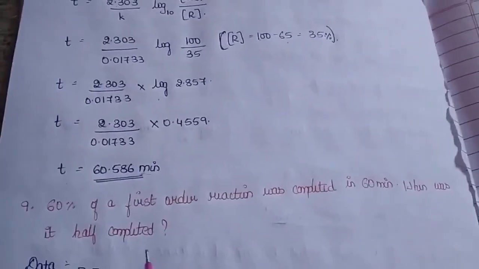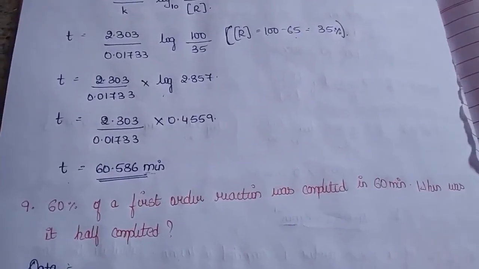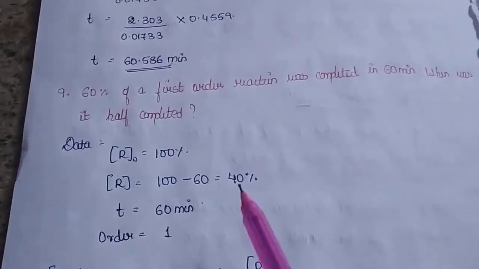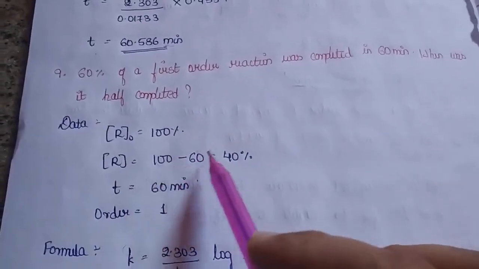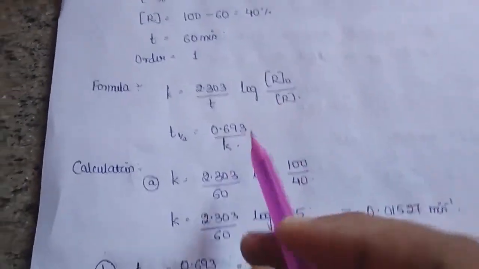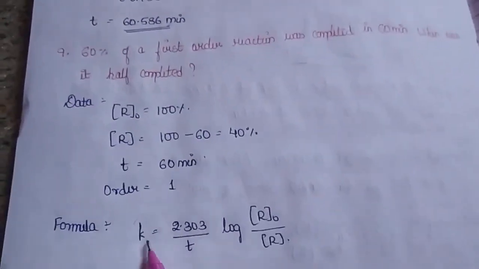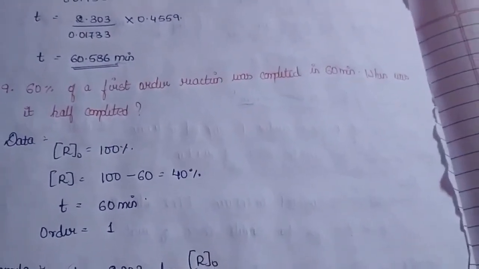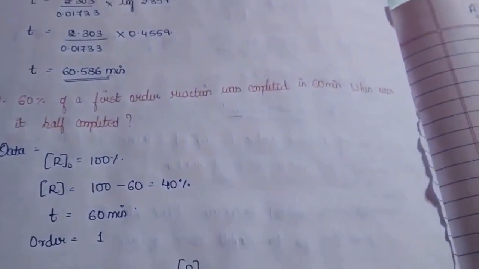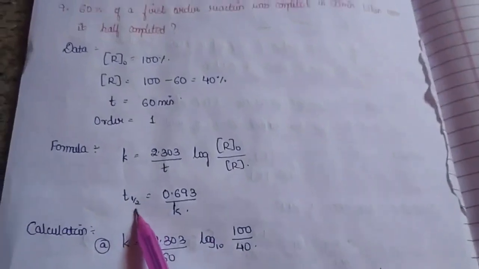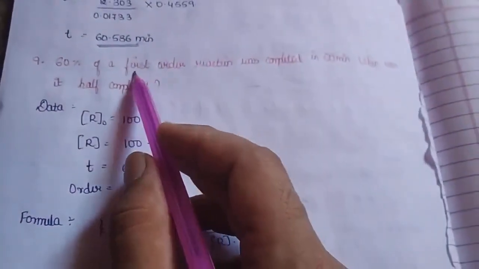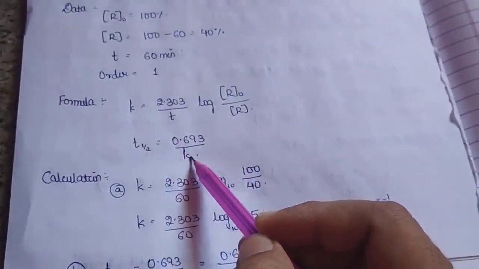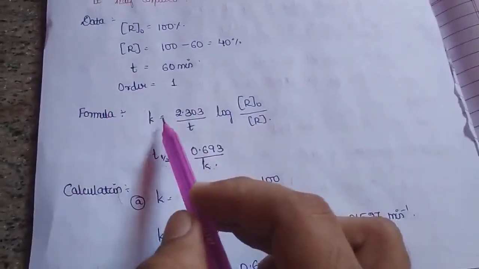Coming to the next problem. It says 60% of a first order reaction was completed in 60 minutes. When was it half completed? The same way, first utilizing your 60% data, we are going to find the value of the rate constant. Then they have asked when it was half completed. Half completed means the reactant has been reduced to half of its value. That means we have to obtain t half, and it is for the first order. So what is its formula? 0.693 by K. Where are we going to get this K? From our integrated rate equation.